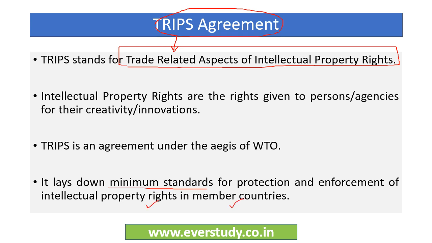For example, if there is a copyright, it should be protected among all the member countries of WTO. So for this purpose, certain minimum standards are required and they are covered under this TRIPS agreement. We are all aware about the intellectual property rights. They are the rights which are given to the persons for their creativity or innovation. For example, copyright is one of such intellectual property rights, and this is an agreement under the aegis of WTO, which is a very important aspect, because a question can be framed that TRIPS agreement is an agreement under the aegis of, and we may be given different sets of options like World Bank, IMF, etc. So we must be aware that this is an agreement under WTO.